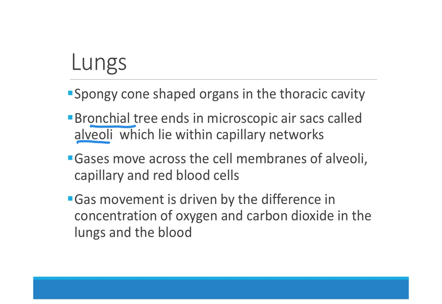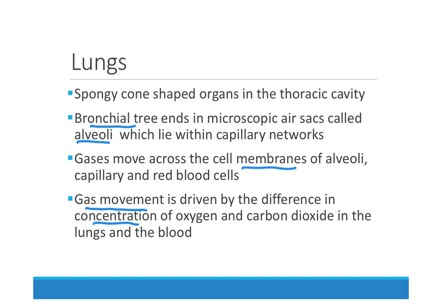a network of capillaries. Gases move across the cell membranes of both the lung cells and the capillary cell wall to move into red blood cells for hemoglobin to pick up oxygen, and of course carbon dioxide moves the other way. And this actual movement of the gas from the lungs into the bloodstream is actually driven by differences in concentration. It's a diffusion process.